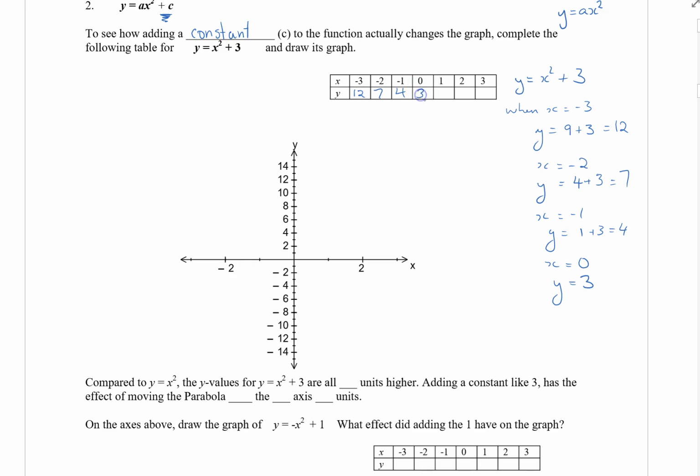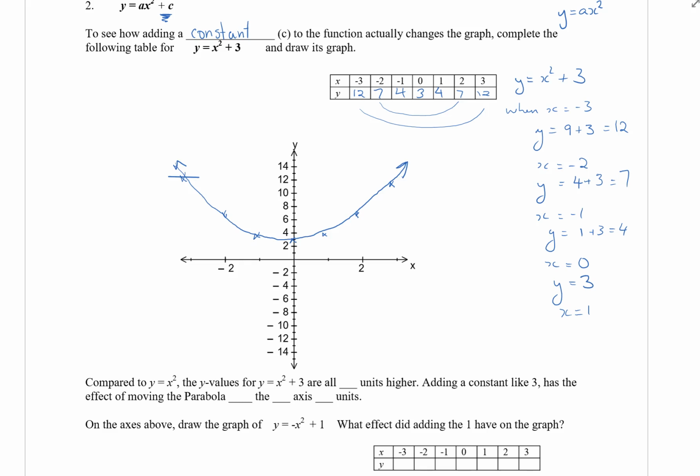So it's not going to go through the origin. The vertex won't be on the origin. Now that's an important feature to realise. At x is 1, x squared is 1 plus 3 is 4, and you can probably see that the pattern is going to be similar to the previous pattern in that this graph is also what we call symmetrical, and what happens on the negative side of the y-axis is repeated on the positive side of the y-axis.